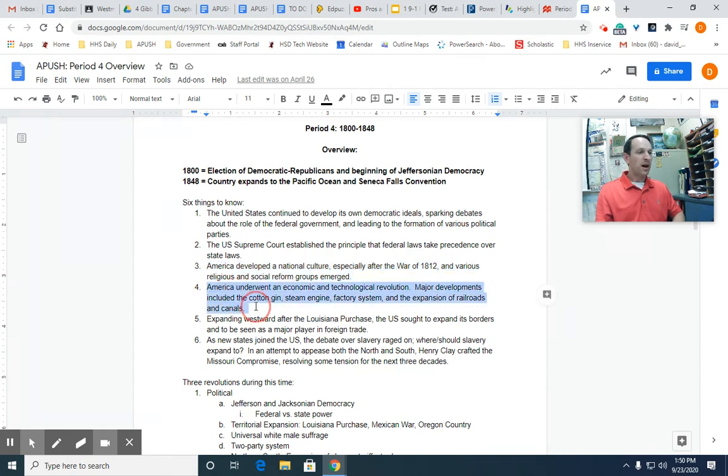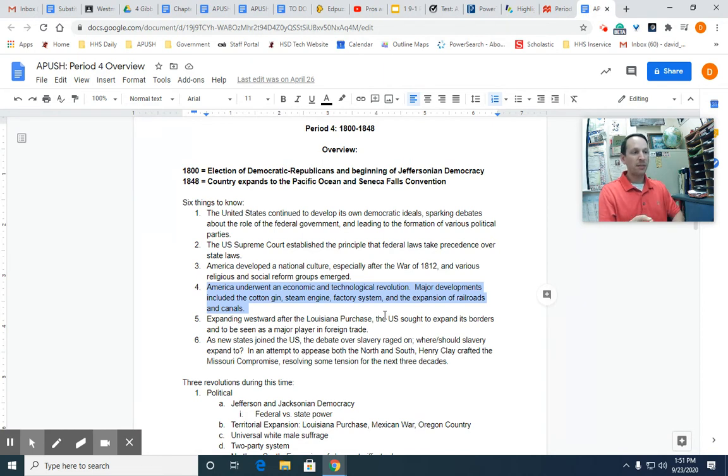Number 4, America underwent an economic and technological revolution. So we go from being a very agrarian society to an industrial culture by 1848. Again, most Americans in 1848 are still farmers. It's still more rural than city, but it's changing rapidly. You have steam power. You have the factory systems. You have railroads that are developing. You have the telegraph. There's a lot of mass communication. I'm sorry, mass transportation. There's a lot more movement of ideas and people.